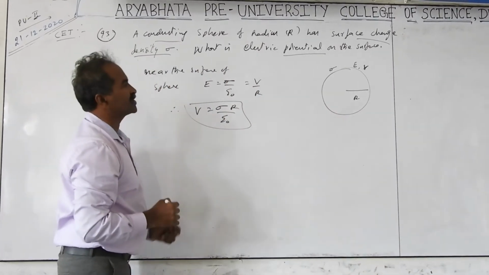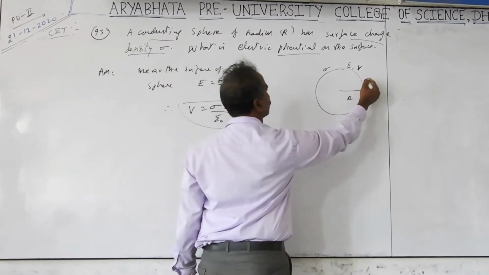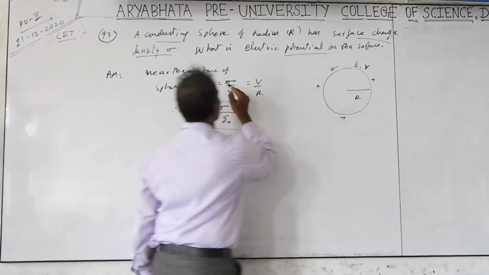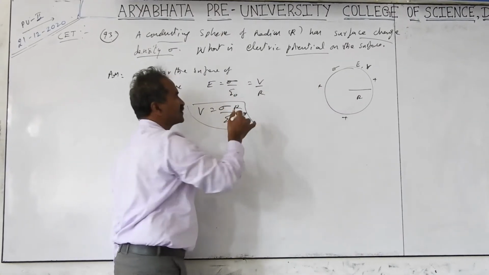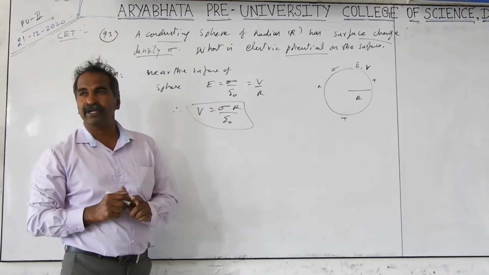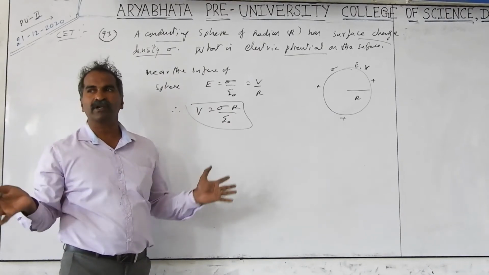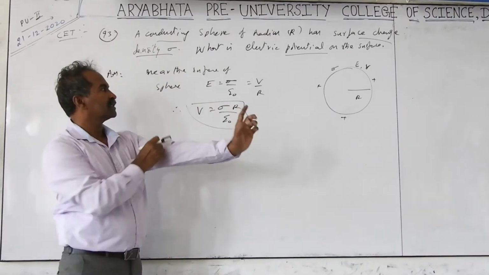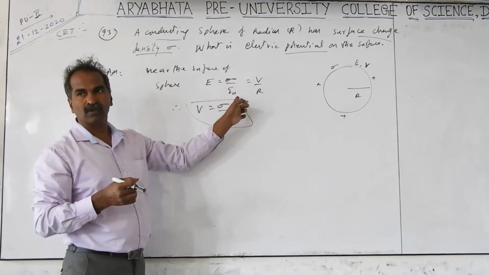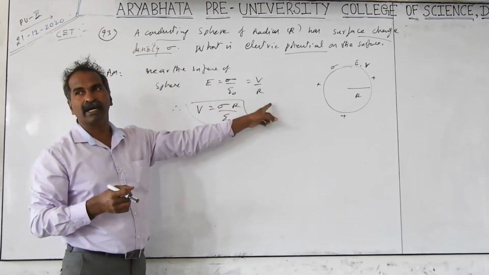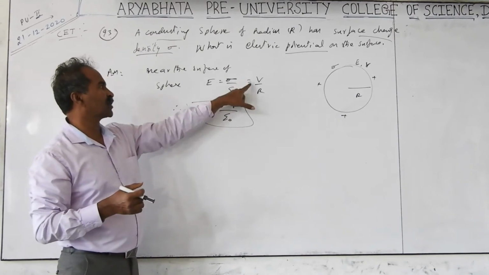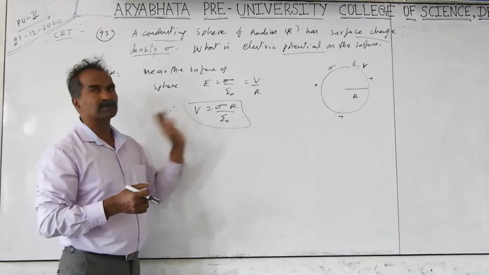The electric field near the charged surface is given by the formula E equal to sigma by epsilon naught. For a sheet of charge, it is sigma by 2 epsilon naught. For any conductor, if you take a metal plate or any shape, near the charged conductor the electric field formula is sigma by epsilon naught. But the EV relation is E equal to V by R, where R is the radius of the sphere. We want potential V. V equal to sigma R by epsilon naught.